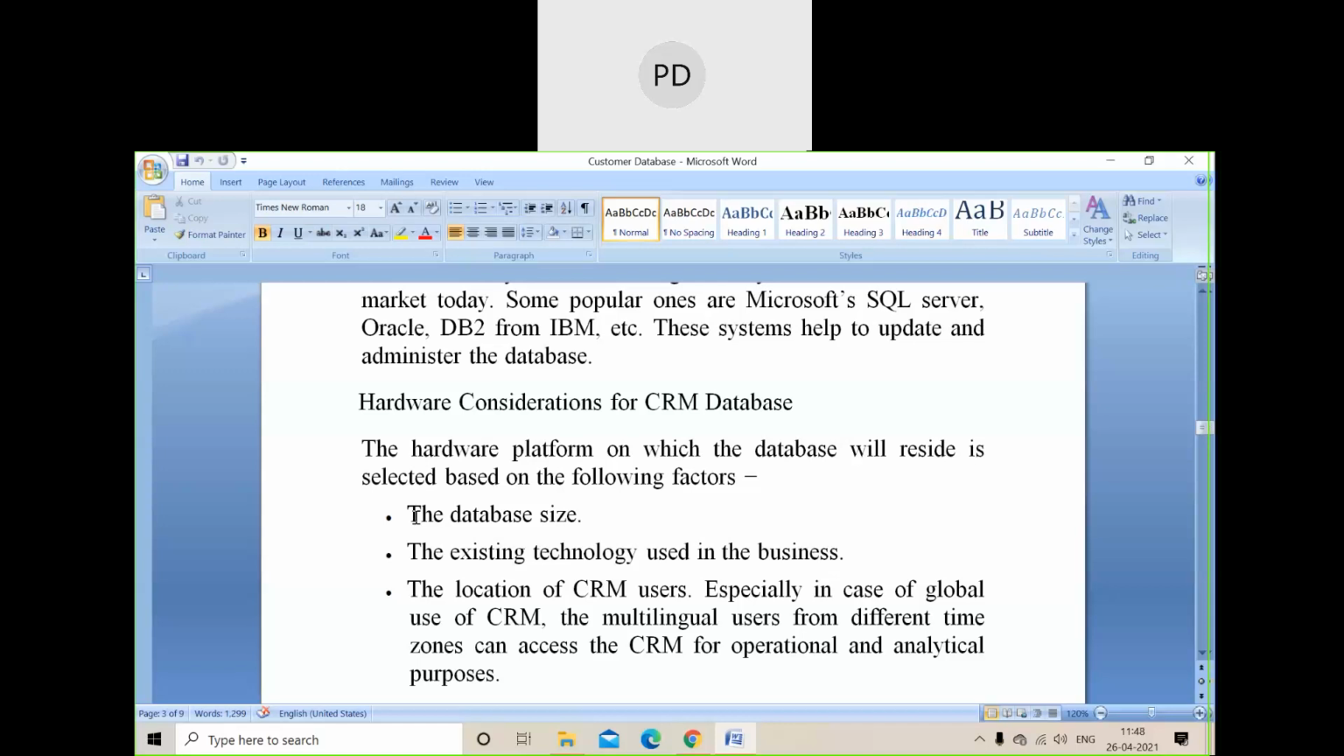Okay, so the location of CRM users, especially in case of global use of CRM, the multilingual users from different time zones can access the CRM for operational and analytical purpose. So the hardware platform can be anywhere. You as a user, you can use that information or database from anywhere. It doesn't have to be in some particular place only. For example, the computers are there in the office, but you have the credential, so you can just access that information from anywhere out of your office area.